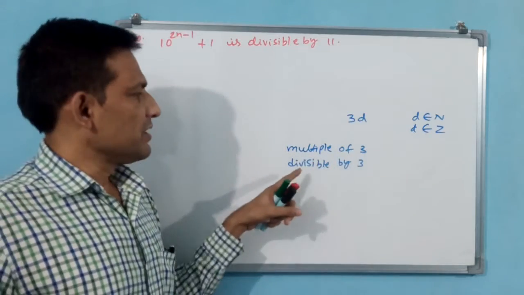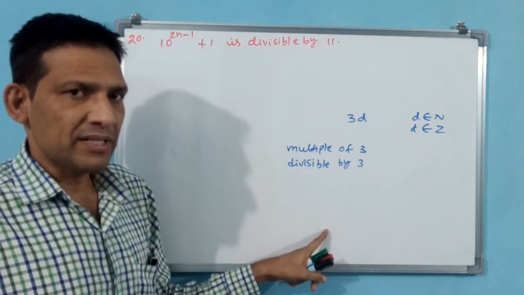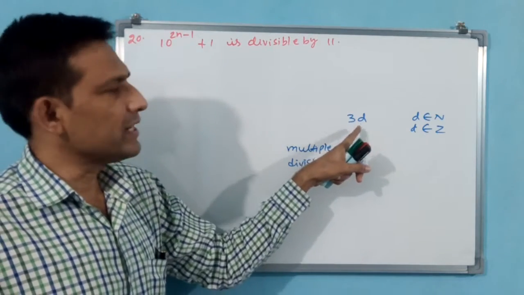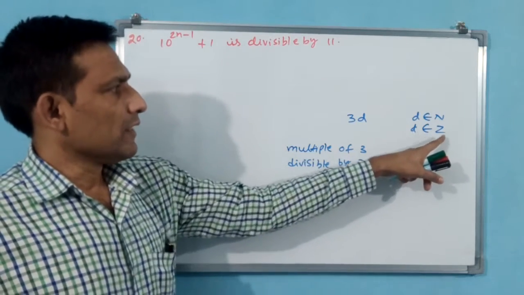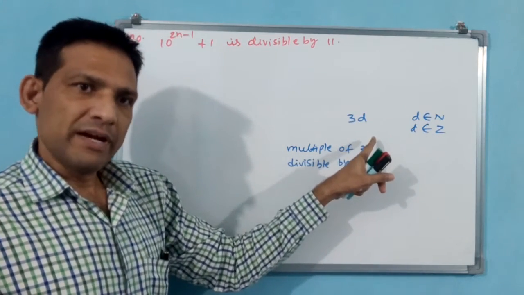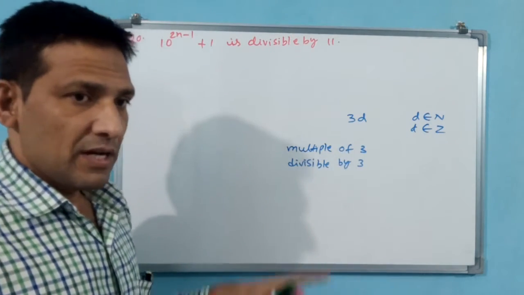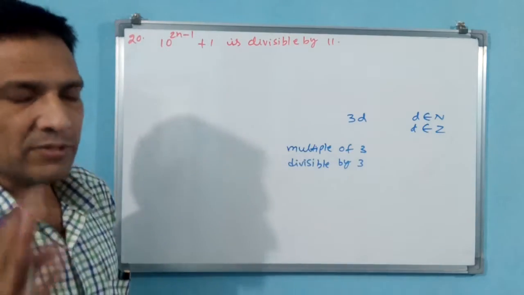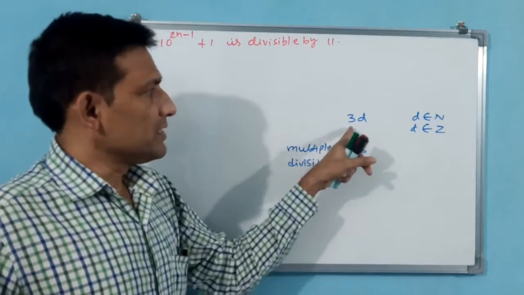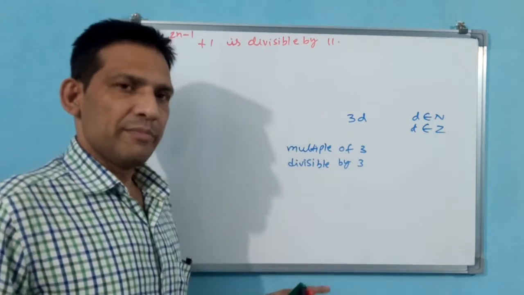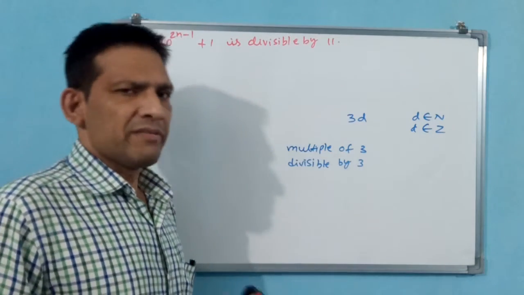Multiple of 3, divisible by 3 means, see 3D whatever it may be, can you divide by 3? Yes. Why? Because 3 by 3 is going to get cancelled, D will come. Here also, even if it is 0, we can divide it by 3. Why? Because see, 0 can be divided by 3. But 3 cannot be divided by 0. That is going to become undefined. Even if this is a negative number, that also can be divided by 3. Why? Because a negative result is going to come. But it can be divided.